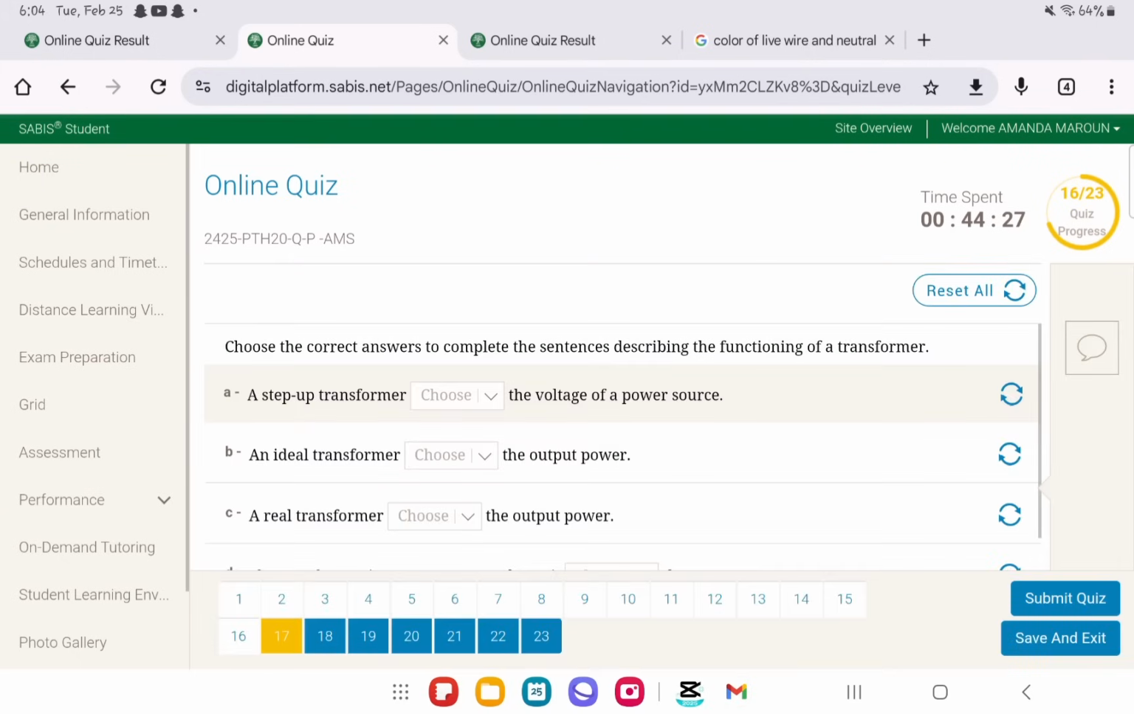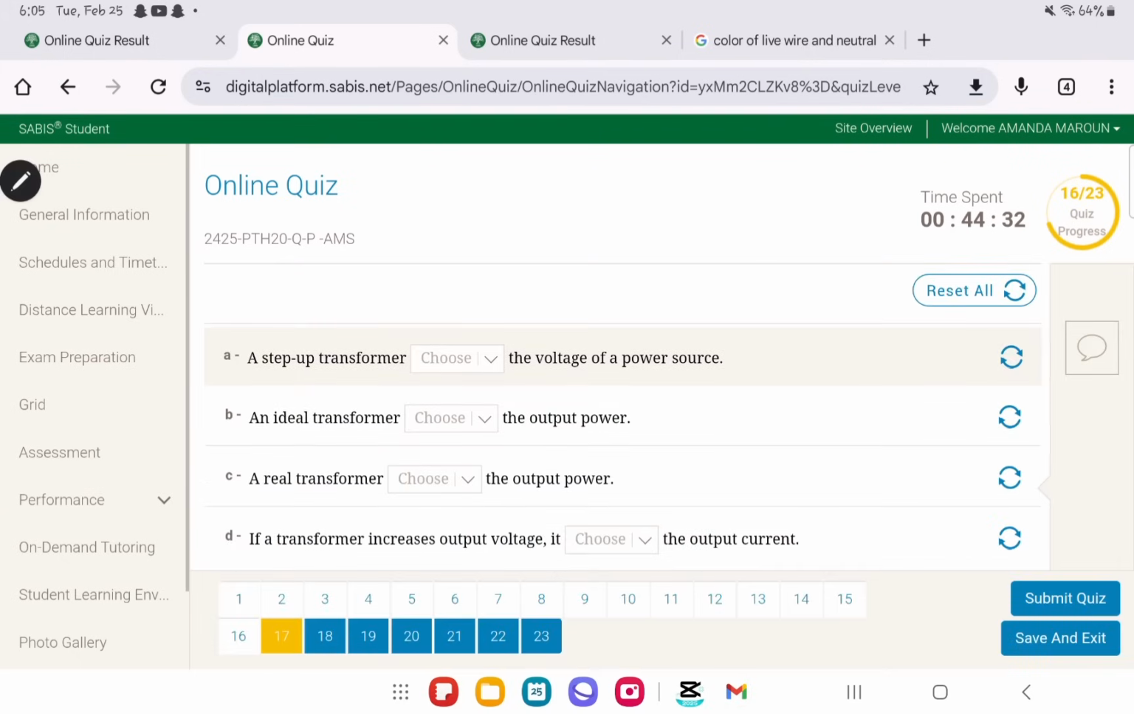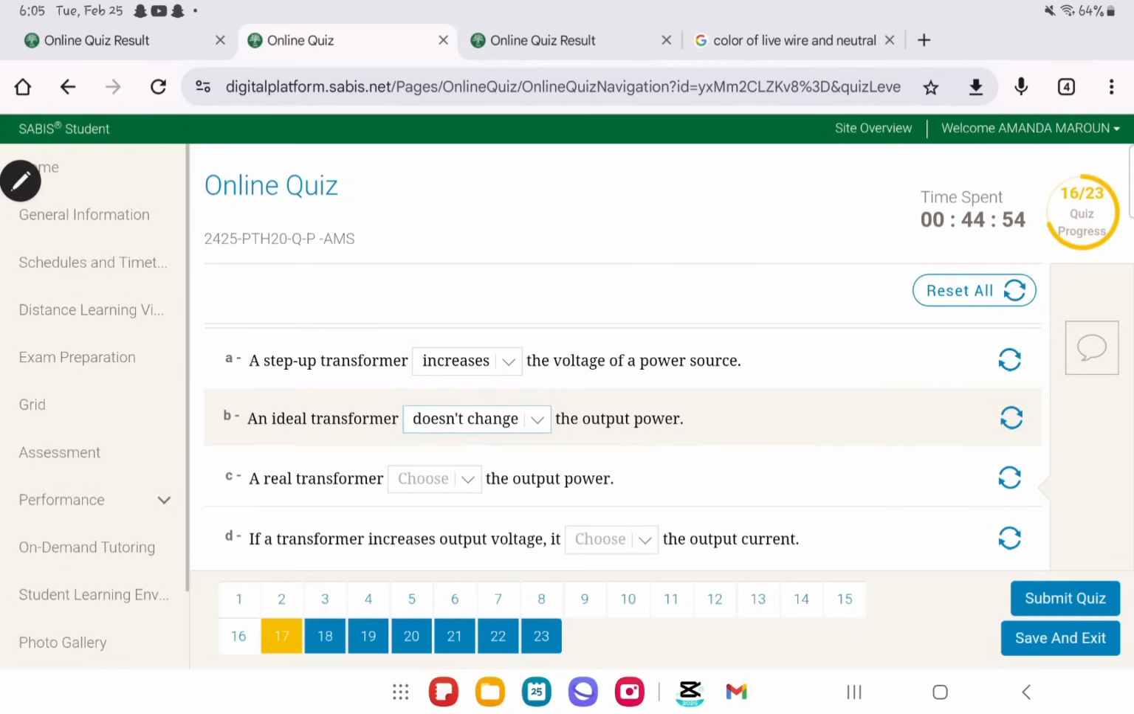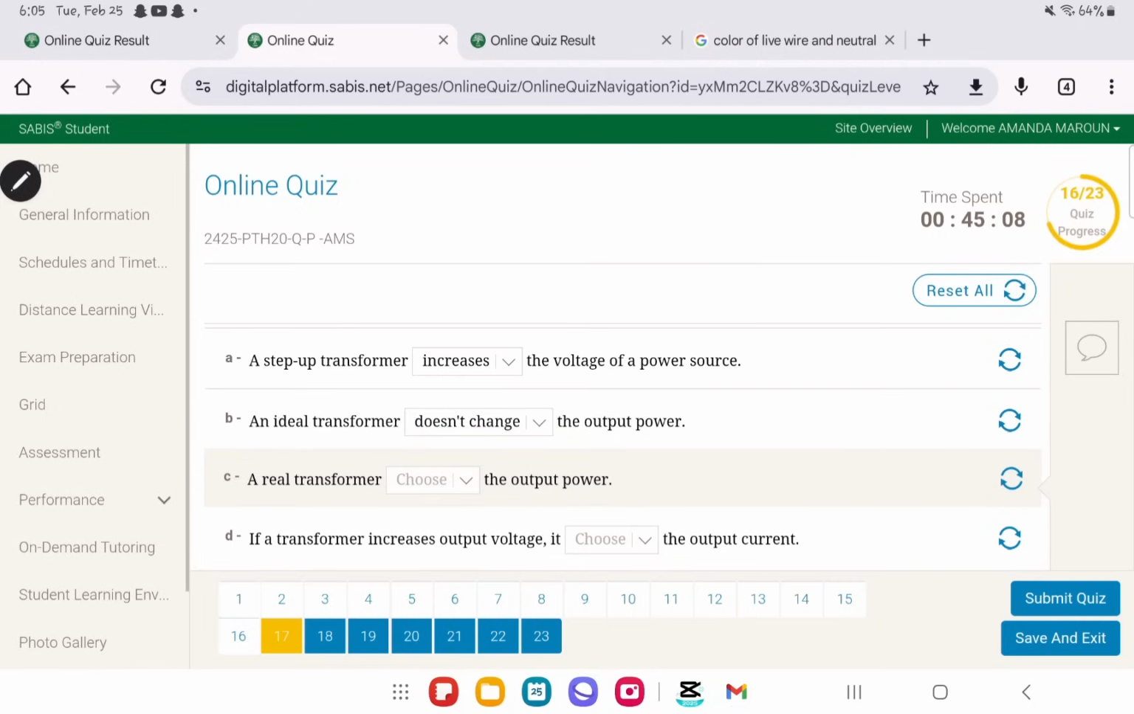We move on to question number 17. A step-up transformer, definitely it will increase the voltage because, as you know, N2 over N1 equals V2 over V1. So if it's a step up, that means N2 is greater than N1. That means V2 is going to be greater than V1. An ideal transformer has 100% efficiency. If it has 100% efficiency, that means power 2 over power 1 is equal to 1. And if they are equal to 1, that means they are the same. So it will not change the output power.